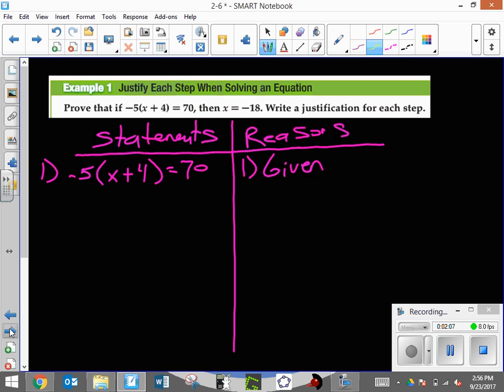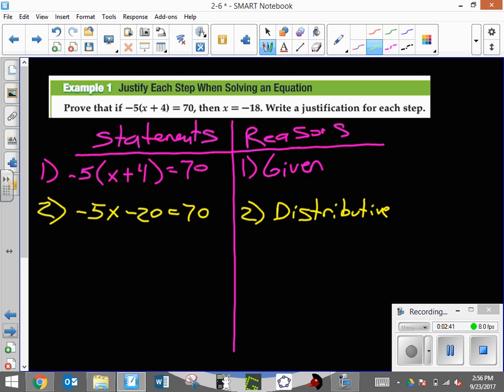The first step that we would do is we would take that -5 and we would multiply it in there. So on number 2, we'll label it as number 2, we're going to say that we did -5x minus 20 equals 70. And on the other side, the reason for that, now I want you to tell me what you actually did. What property did you use? Well, this is known as the distributive property from the previous slide. So I'm going to put in here distributive. Okay? That's my distributive property.